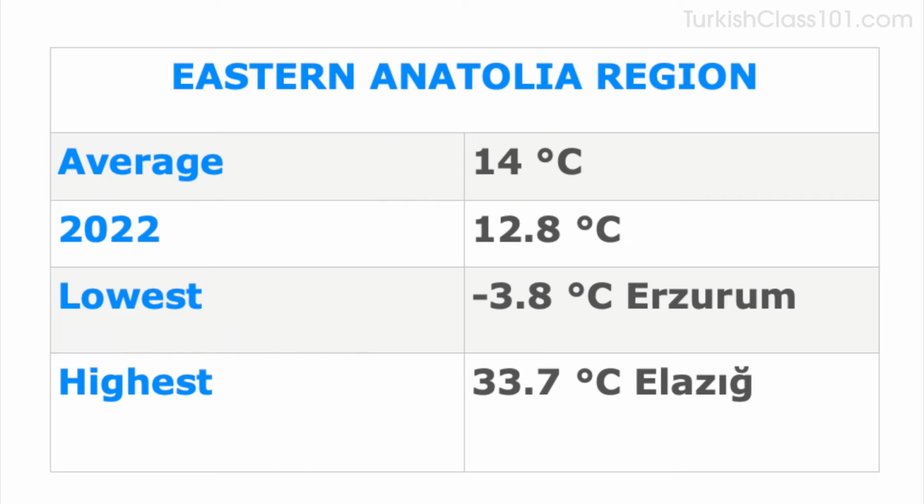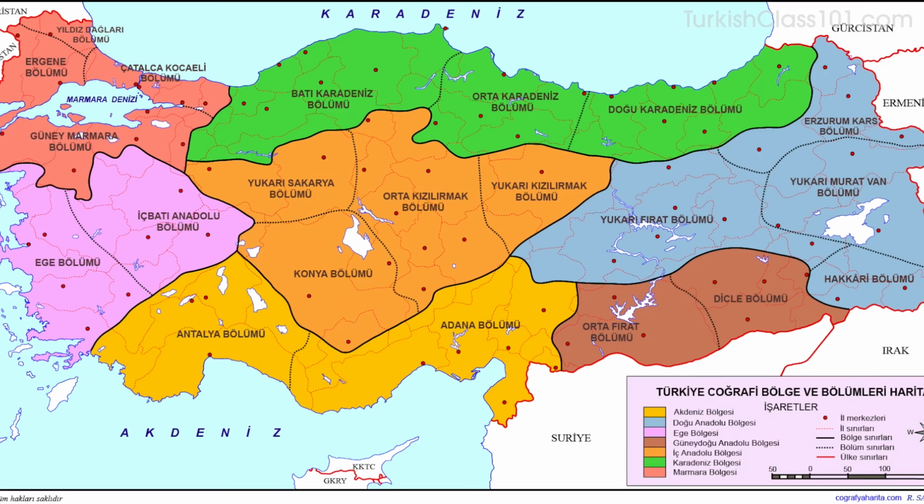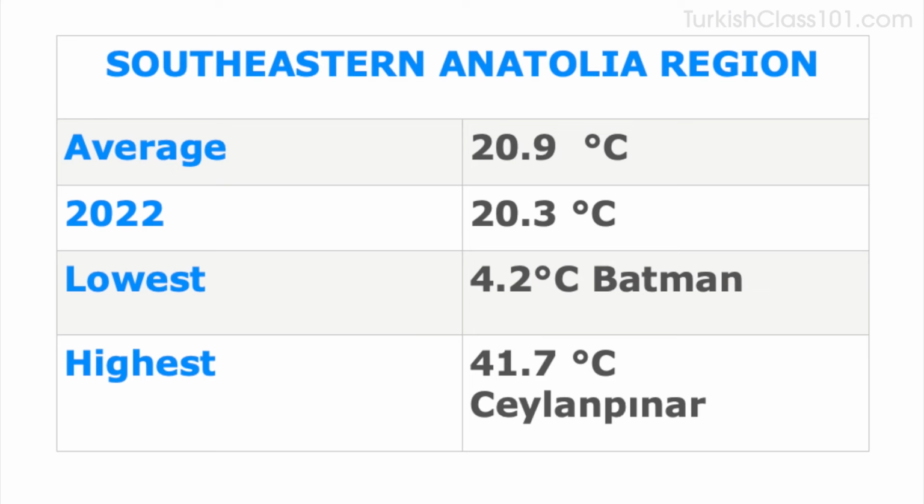The Southeastern Anatolia region, the long-term average is 20.9. It was 20.3 in 2022. The lowest was 4.2 in Batman. The highest was 41.7 in Ceylanpınar.